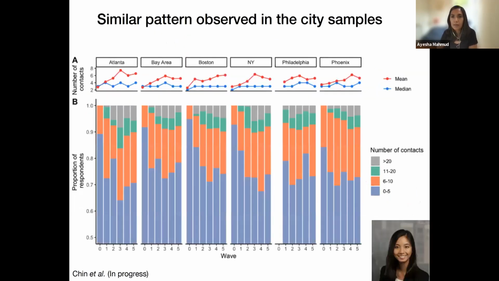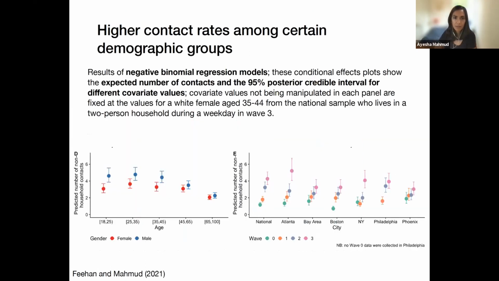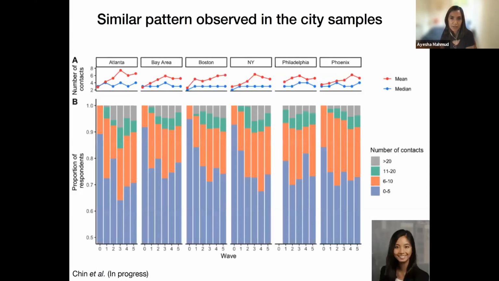So I'm going to talk a little bit more about age-specific contact and some work that Taylor Chin, who's a really great grad student working with us on this, has been looking at. This is very much work in progress, so we would welcome any feedback you would have. Taylor has been looking at the city-specific samples, and she was interested in this question of age-specific changes in contacts and how that's been changing over time, specifically if we look at different cities.